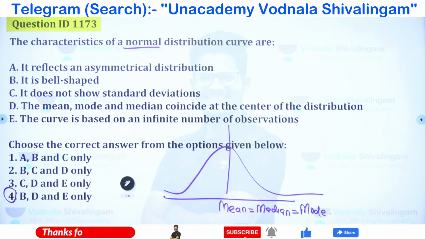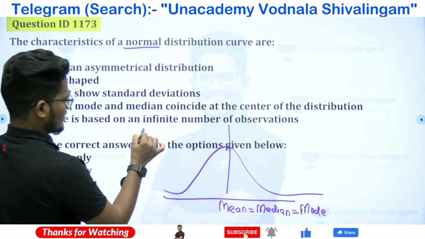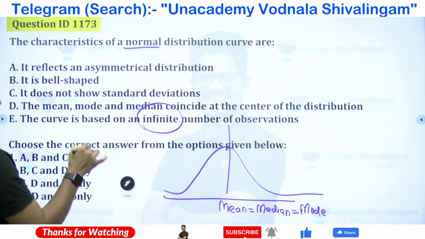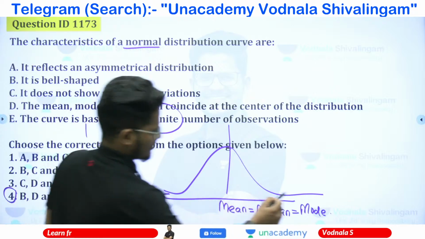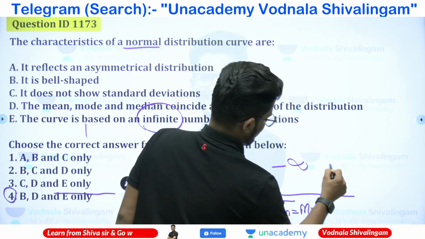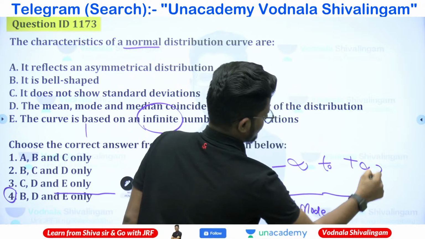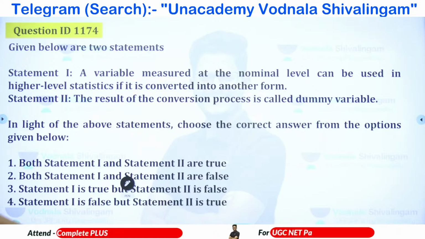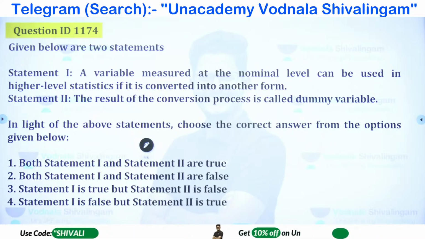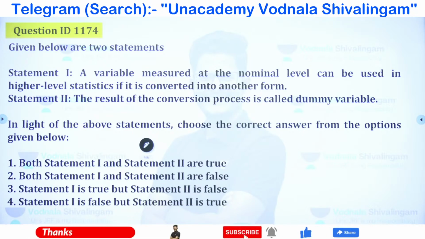And here E, the curve is based on an infinite number of observations, so you can go to any extent, from minus infinity to plus infinity, and the observations will usually be there. Next. A variable measured at the nominal level can be used at a higher level of statistics if it is converted into another form. And the result of the conversion process is a dummy variable.